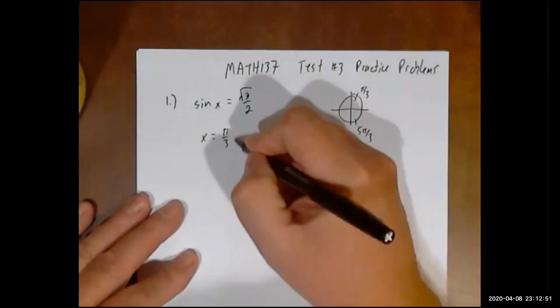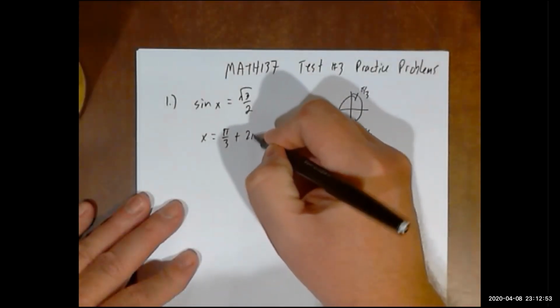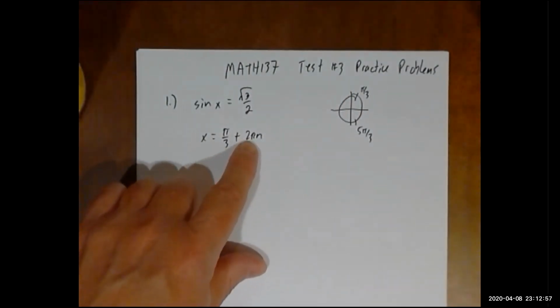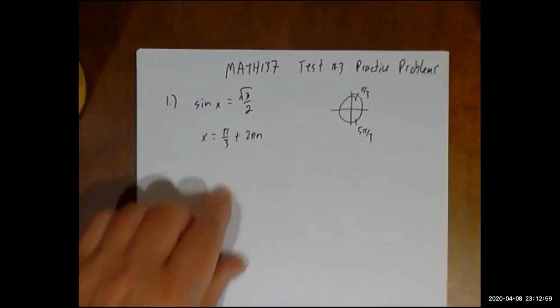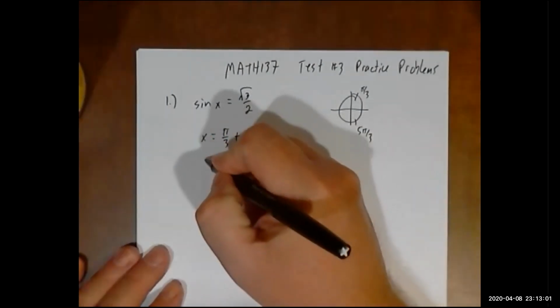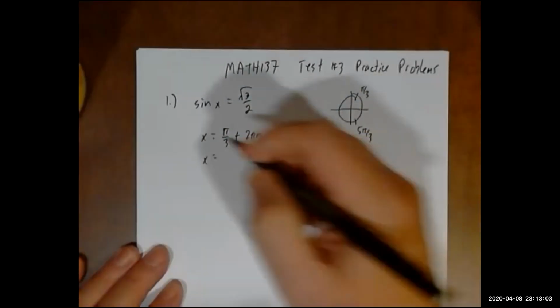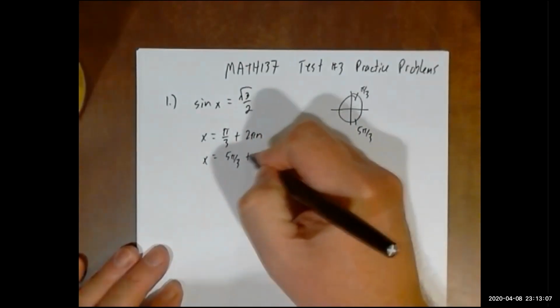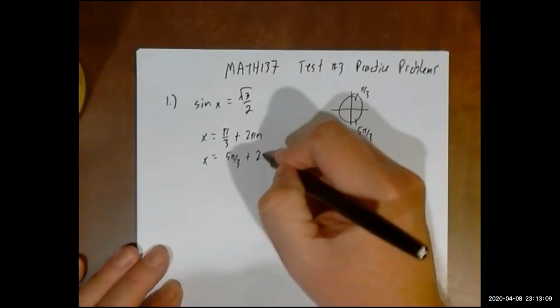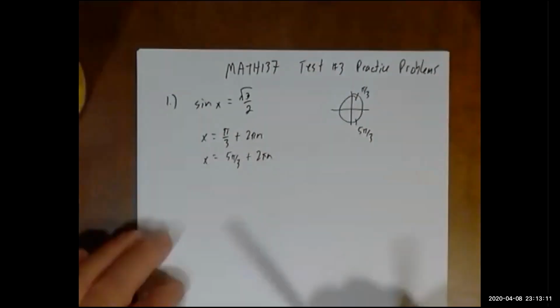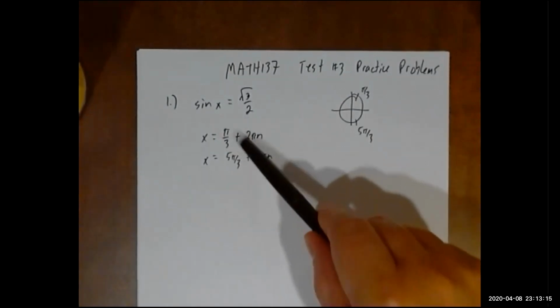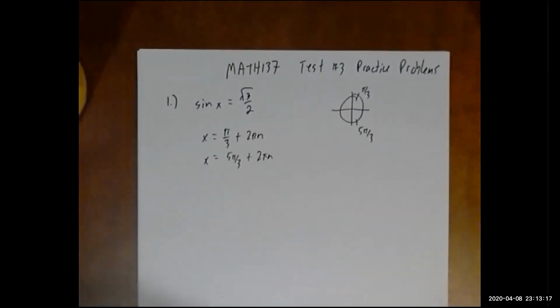So you take your first solution and you have to add the 2 pi n. So this 2 pi n keeps taking you around and around and around. And then the second solution would be 5 pi over 3 plus 2 pi n. So hopefully one of the solutions is this.